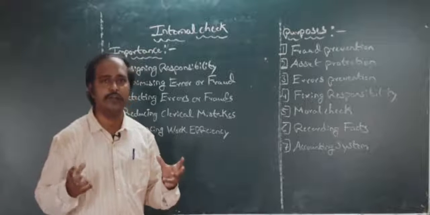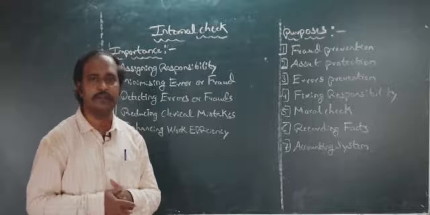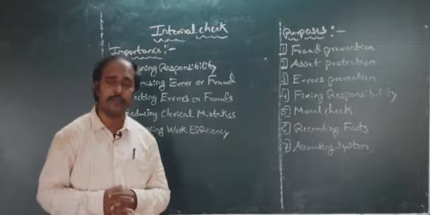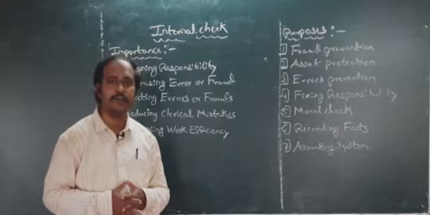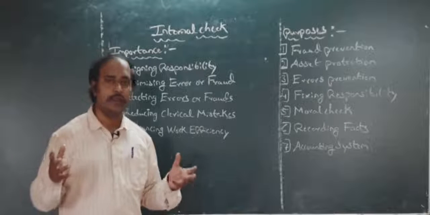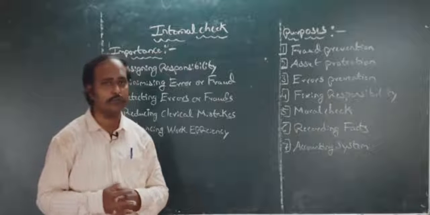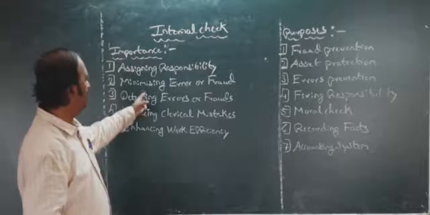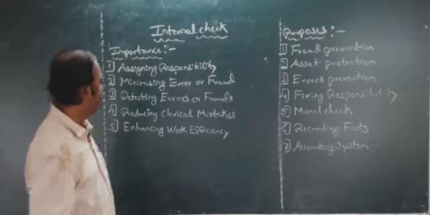So the morality of the workers, the honesty of the workers obviously increases, and they know their responsibility. If they commit any kind of mistakes, or if they commit any kind of fraud, definitely it would be detected by the other person or the management. So that is the idea these people have. Obviously the internal check system minimizes the chances of error as well as fraud.